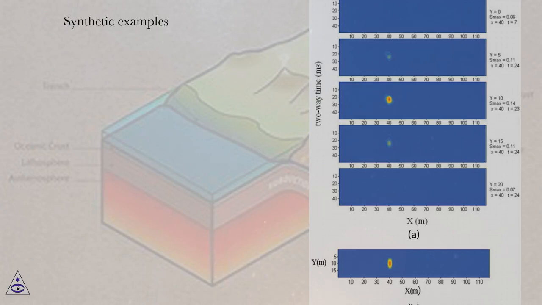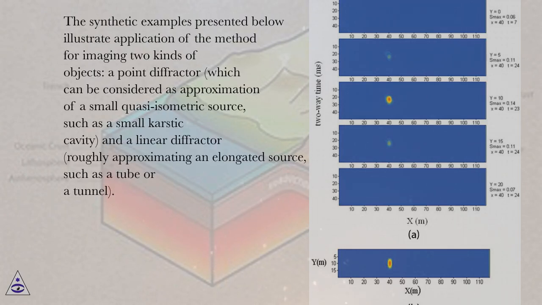Synthetic examples. The synthetic examples presented below illustrate application of the method for imaging two kinds of objects: a point diffractor, which can be considered as approximation of a small quasi-isometric source, such as a small karstic cavity, and a linear diffractor, roughly approximating an elongated source, such as a tube or a tunnel.